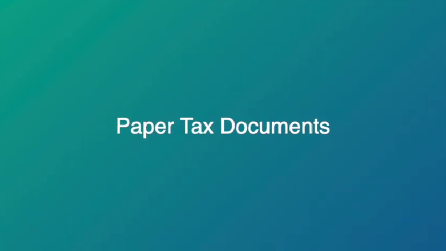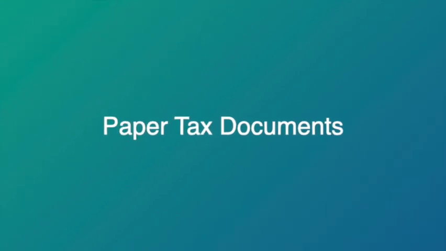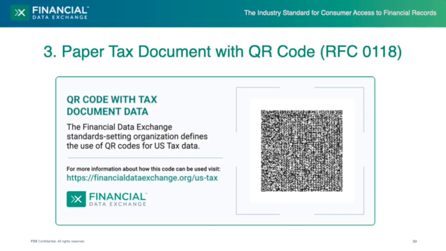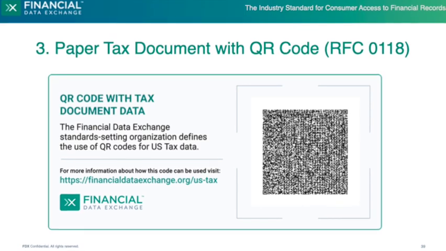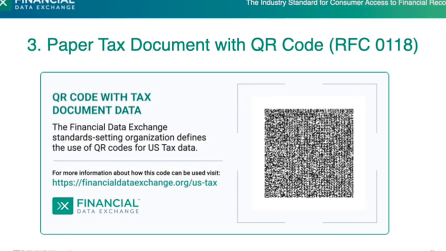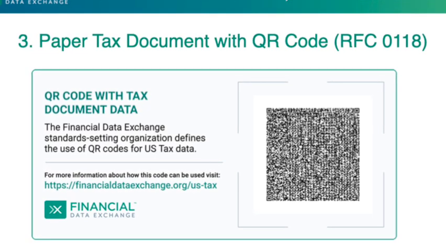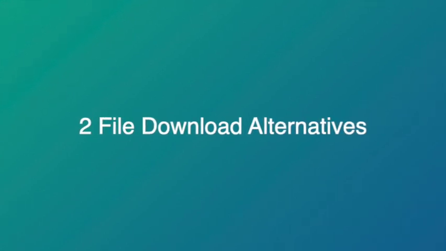FDX tax can also be implemented when tax documents are printed and mailed to recipients. The FDX tax specification defines how tax document data can be encoded in a QR code and read by a tax software smartphone app. The QR code contains the document data itself, not a URL. Scanning QR codes is far more reliable than taking a picture of a document with a smartphone and using OCR to process the form.